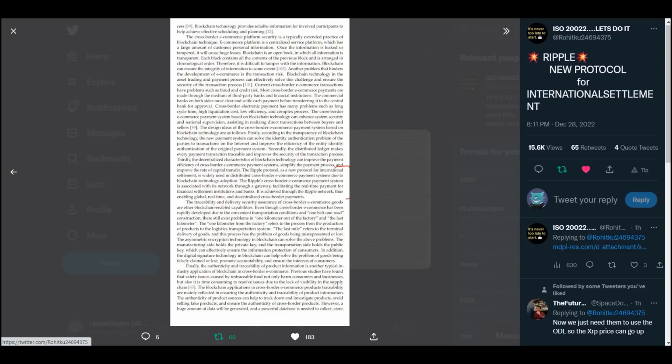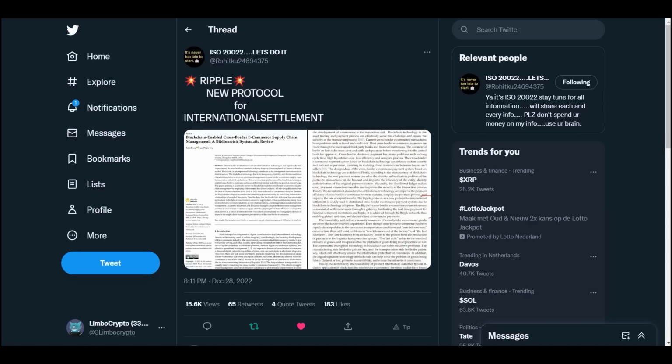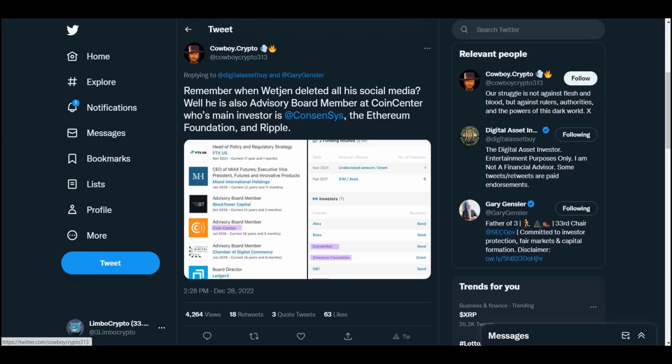Decentralized, guys, listen to that. Even institutions and banks notice that Ripple, actually that XRP, is a decentralized system. They never say that it's a centralized system, never. Understand what is going on here, guys. Remember when Wechan deleted all his social media? Well, he's also advisory board member at Coin Center, whose main investor is Consensus, the Ethereum Foundation, and Ripple.